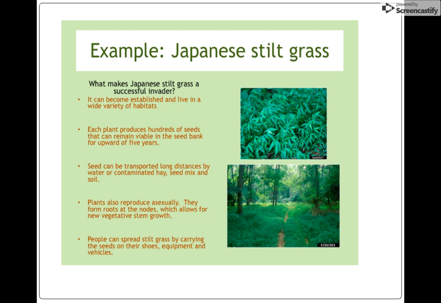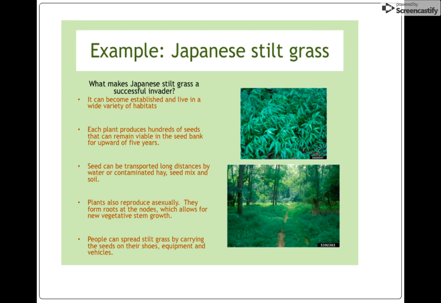So here again is the Japanese stilt grass. It lives in a wide variety of habitats. They produce hundreds of seeds. The seeds can be transported long distances. They reproduce on their own or asexually. And people can spread stilt grass by carrying the seeds on their shoes.